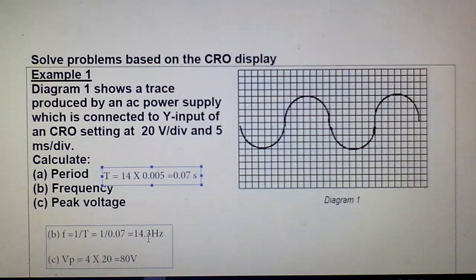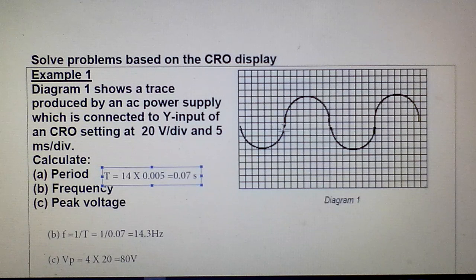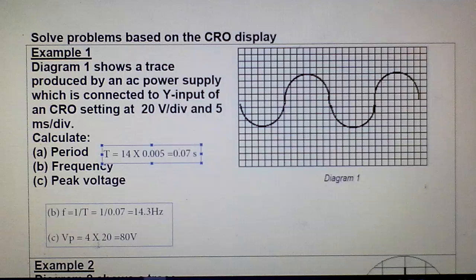For the peak voltage, you can just count the peak part here, the positive part or the negative part, same. So you have 4 divisions. For the vertical part, the voltage is the deflection multiplied by the Y gain. Y gain is 20 volt per division. So 4 times 20, you get 80 volt. So you get 80 volt for the peak voltage.